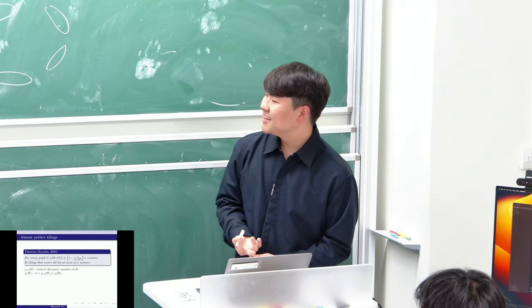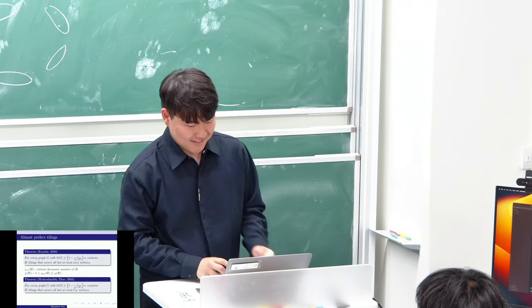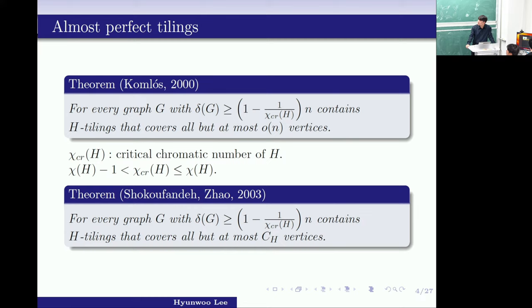Later Shokoufandeh and Zhao improved Komlós's result, missing at most a finite number of vertices. So this critical chromatic number is the central parameter when we are considering almost perfect tilings.